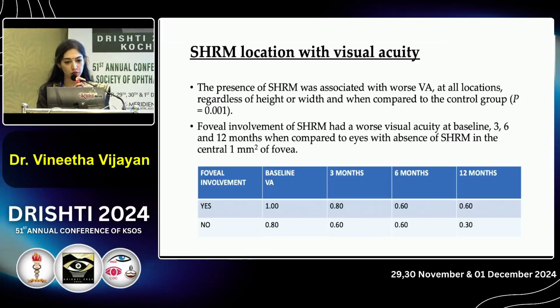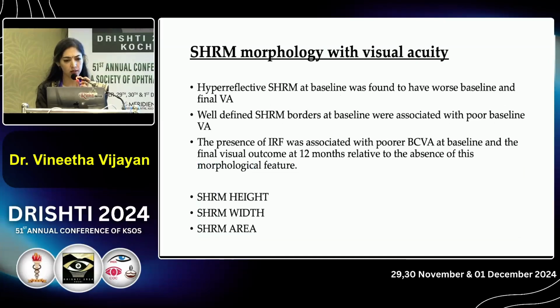Coming on to the location of the SHRM with visual acuity, the presence of SHRM was associated with worse visual acuity at all locations regardless of the height or width when compared to the control groups, and the foveal involvement of SHRM had the worst visual acuity at all time points, baseline, 3 months, 6 months, 12 months, when compared to eyes with absence of SHRM in the central 1 millimeter of the fovea. The SHRM morphology with visual acuity showed that the hyperreflective SHRM at baseline was found to have the worst baseline and final visual acuity. Well-defined SHRM was associated with poor baseline visual acuity, and presence of IRF was also associated with poor BCVA.